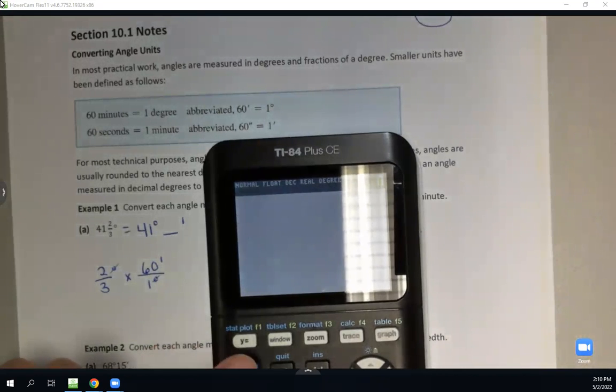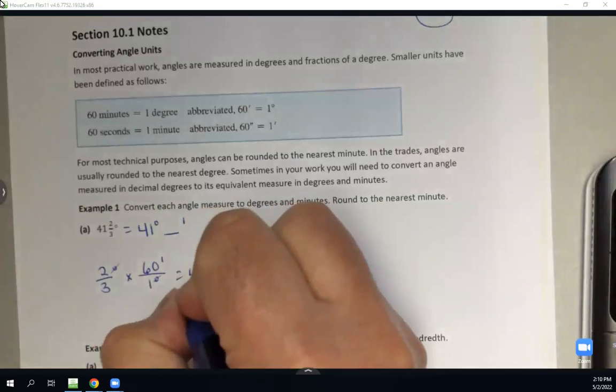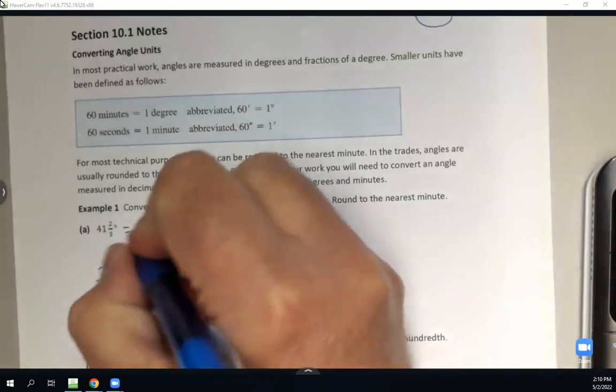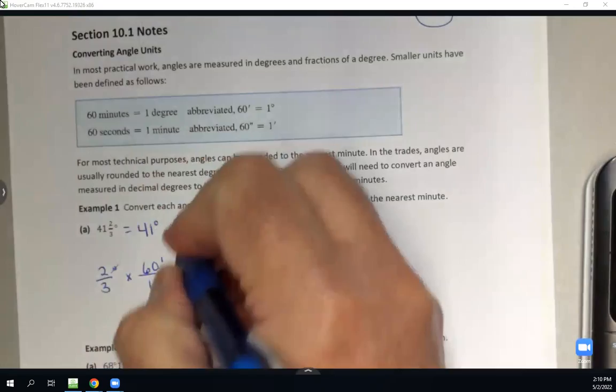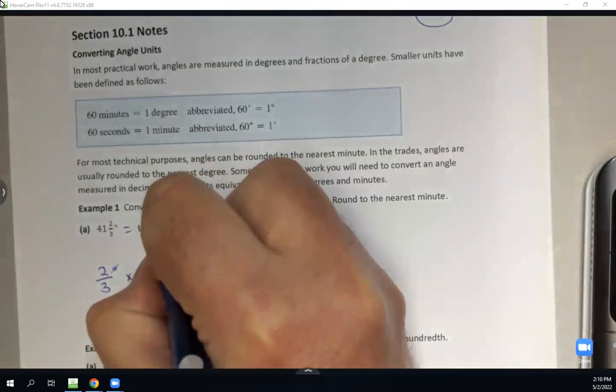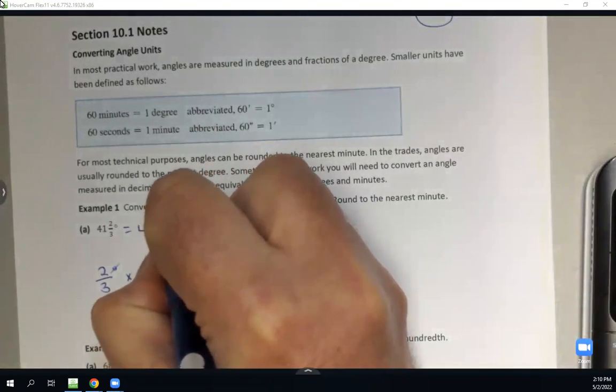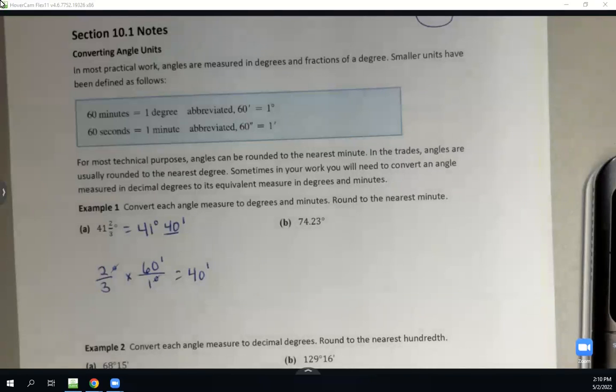I said 40 and typed that in my calculator. 2/3 of 60 is 40. So that is 40 minutes. So 41 2/3 degrees would be the same as 41 degrees and 40 minutes, I should say. Does that make sense?